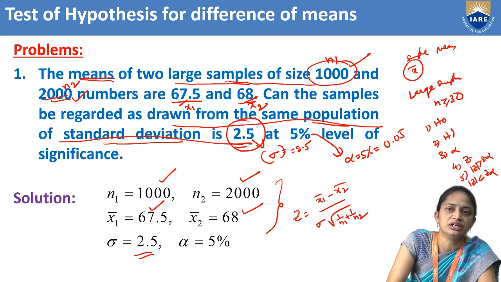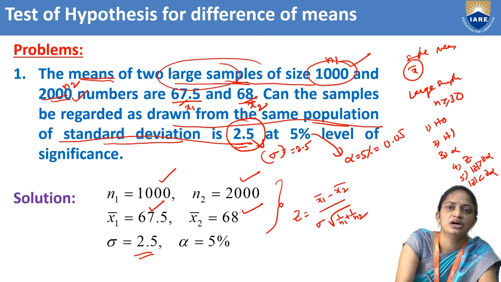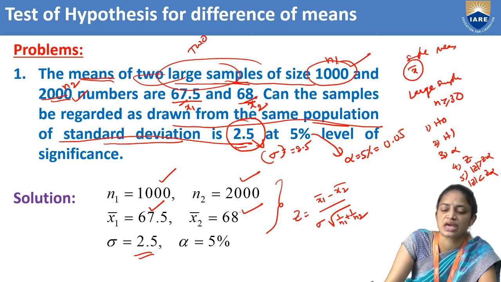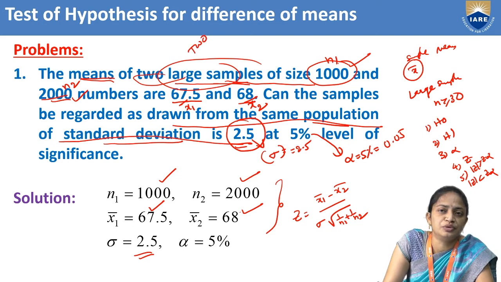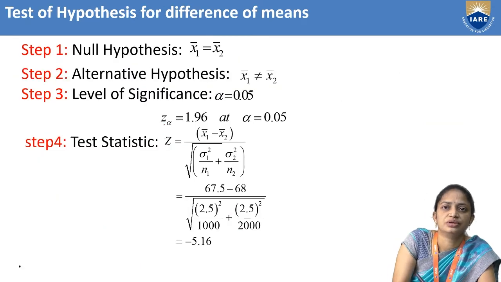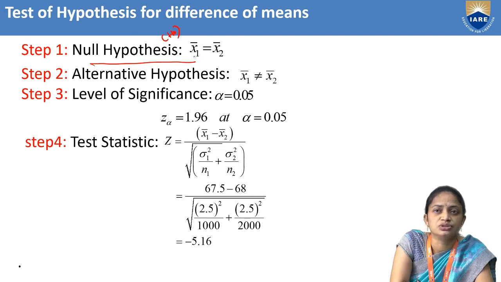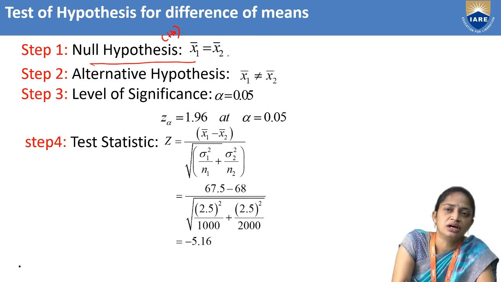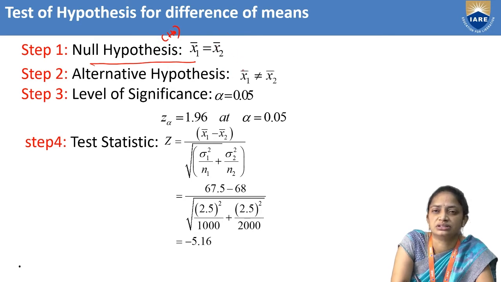For this question, we are having two large samples. For two samples, we have to set up the null hypothesis as x1 bar equal to x2 bar. The null hypothesis is nothing but our given statement, so x1 bar equal to x2 bar, that is, the two samples came from the same population. We check whether the two samples came from the same population or not.